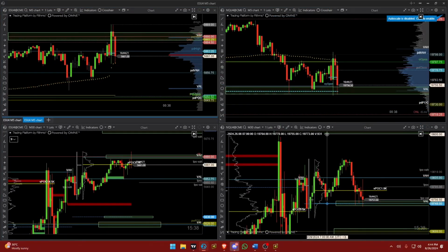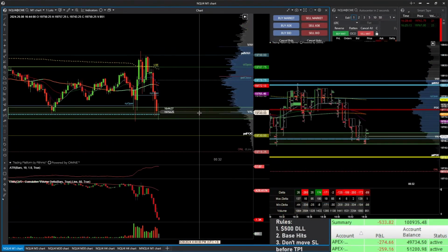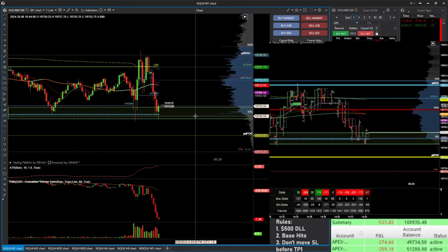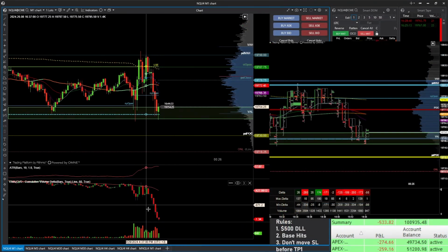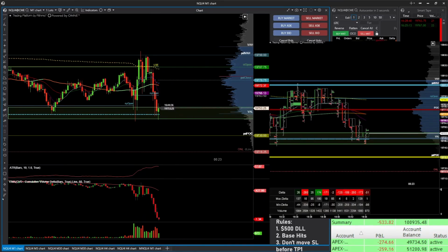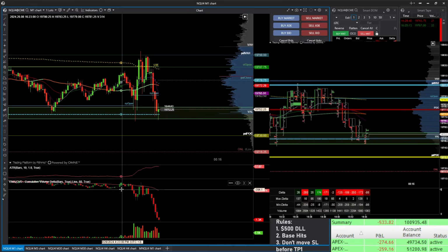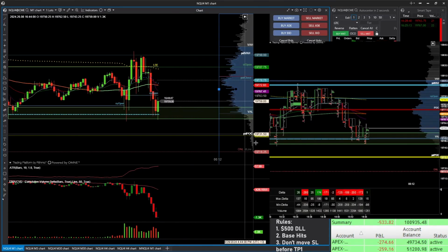We do have a D shape here on NQ at the moment for the volume profile, and we just rejected or are bouncing from the value area low in confluence with the previous day equilibrium. Although I don't like this trade because look at the delta, it's just pointing lower and lower. And yeah, I don't feel it's the highest probability taking a long here, even though it's playing out.